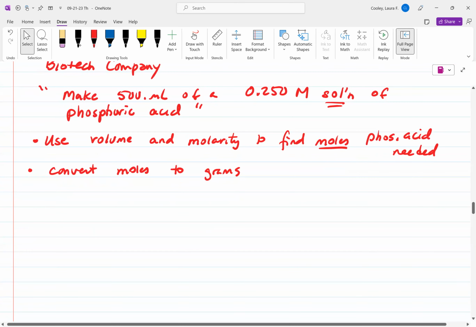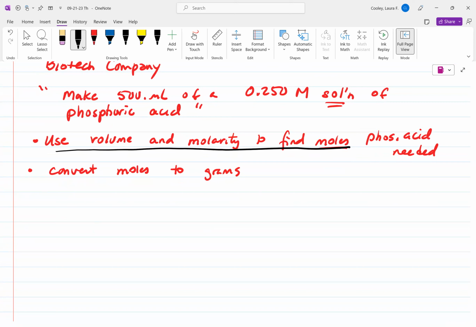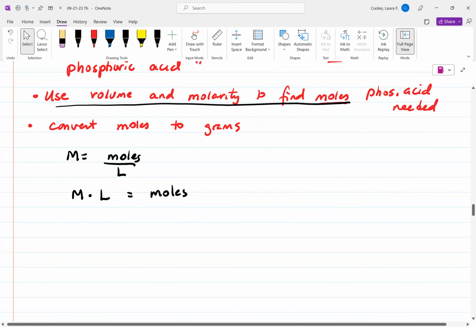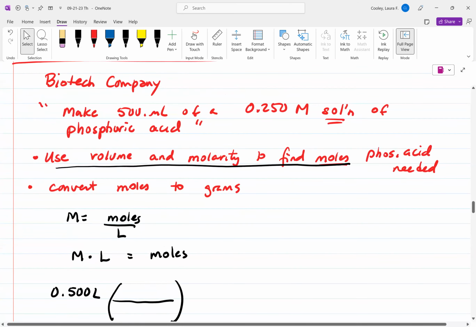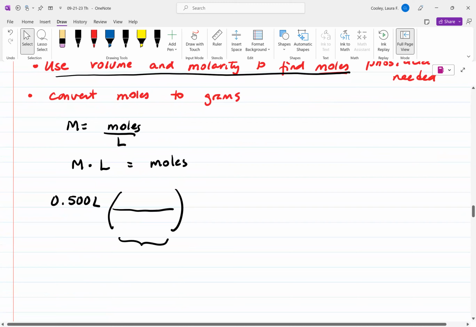Okay, so here's the part we don't know how to do yet. Use volume and molarity to find moles. We know that molarity is moles per liter. So that means that molarity multiplied by liters gives you moles. You could remember that, or you could use the wonderful dimensional analysis method where you start with the volume in liters and then ask, how can I put the molarity in this parentheses so that liters cancels? You'll say, okay, I'm told it's 0.250 molar. What does that mean?